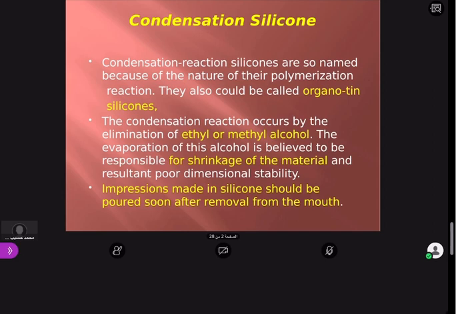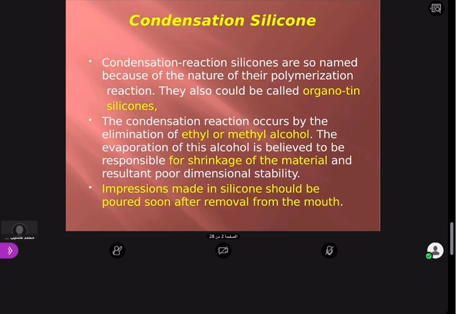Condensation silicones are so named because of the nature of the polymerization reaction. They could also be called organotin silicones. The condensation reaction occurs by elimination of ethyl or methyl alcohol. The evaporation of this alcohol is believed to be responsible for shrinkage of the material and resultant poor dimensional stability.